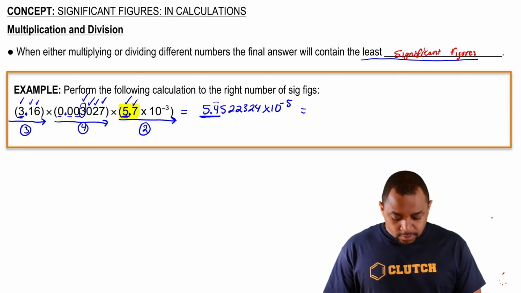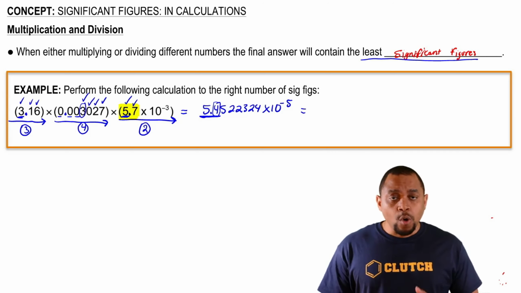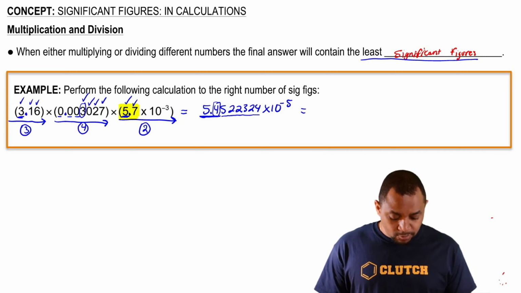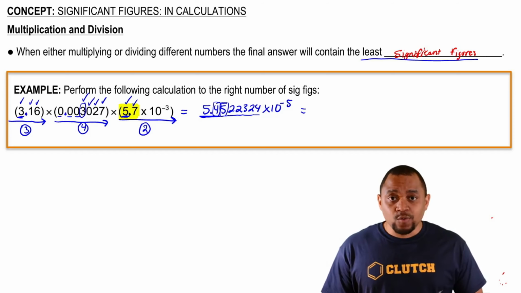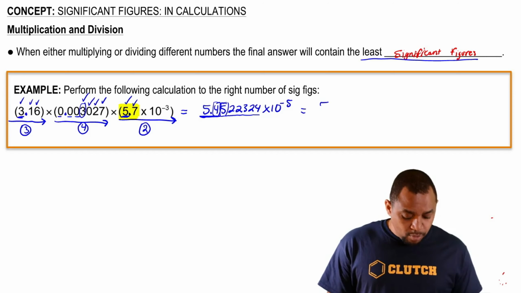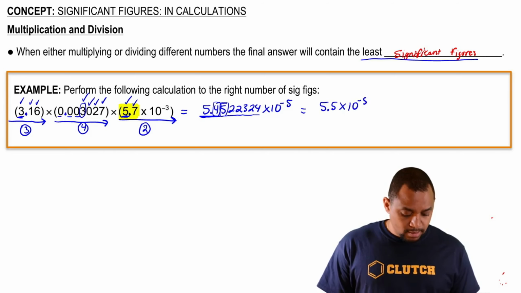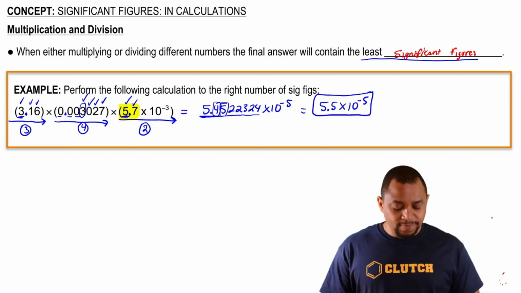That 4 that we have, though, we look to the right of it and see if we either keep it as 4 or we round up. Next to it, we have this long string of numbers, and we have a 5 there. Because that number is 5, that means we have to round up. So the 5.4 becomes now 5.5. And then times 10 to the negative 5.